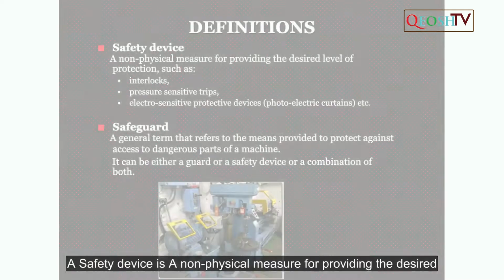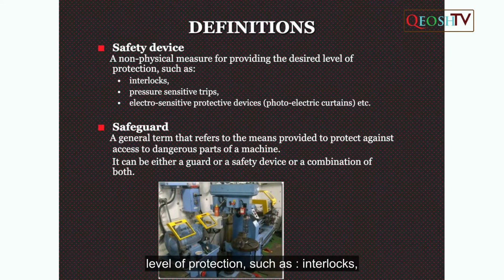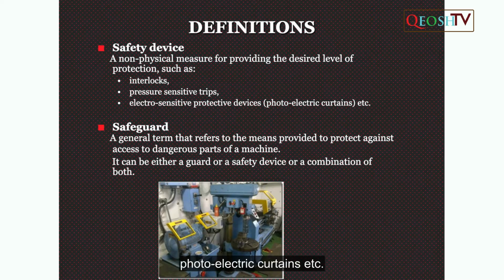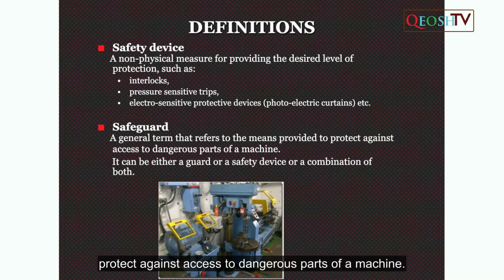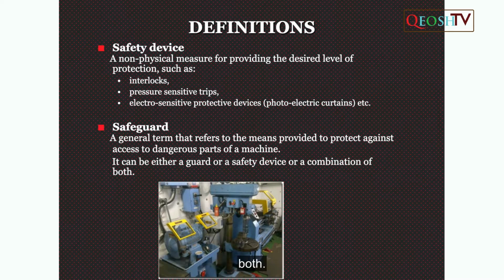A safety device is a non-physical measure for providing the desired level of protection, such as interlocks, pressure-sensitive trips, electrosensitive protective devices, photoelectric curtains, etc. Safeguard. A general term that refers to the means provided to protect against access to dangerous parts of a machine. It can be either a guard or a safety device or a combination of both.